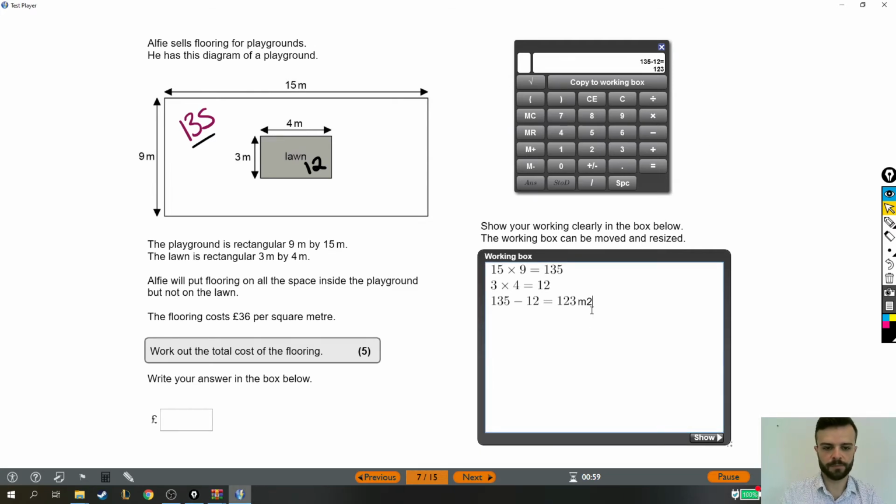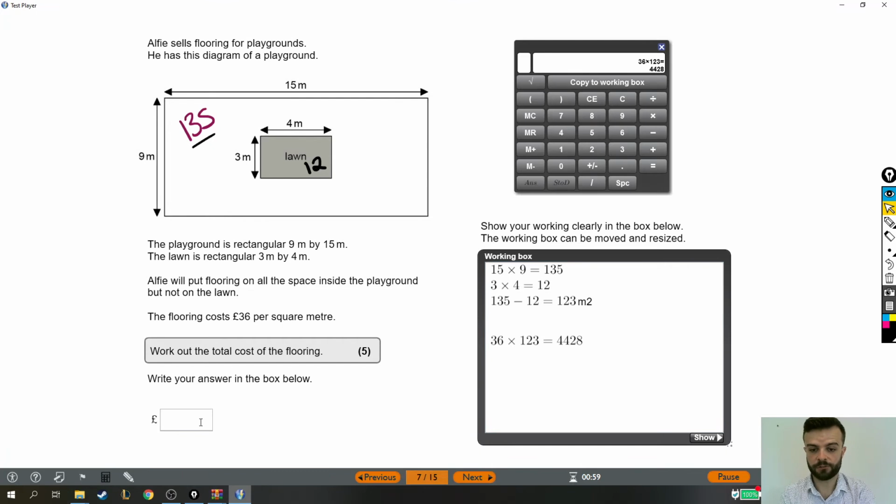It's a little bit tricky. You can't do like a little 2 for squared. I think that's probably okay, just putting meter squared. I think it's obvious what you mean. Anyway, that's the area that needs paving, or flooring or whatever. Now, the flooring is £36 per square meter, and we have 123 square meters. So we're going to have to pay £36 123 times. So that's 36 times 123. That is the cost of the flooring.